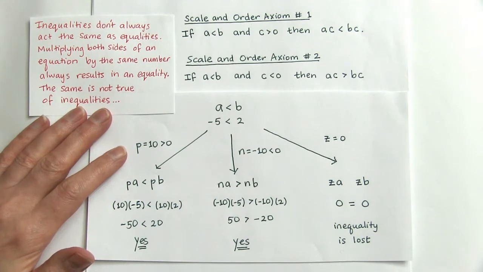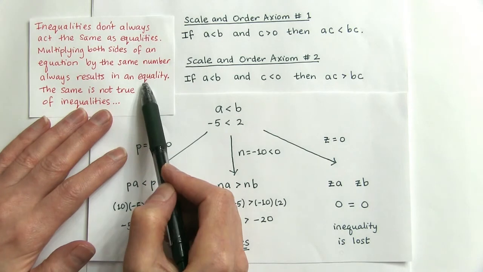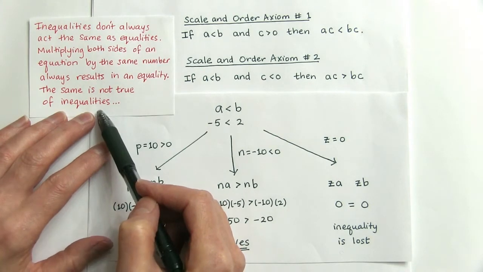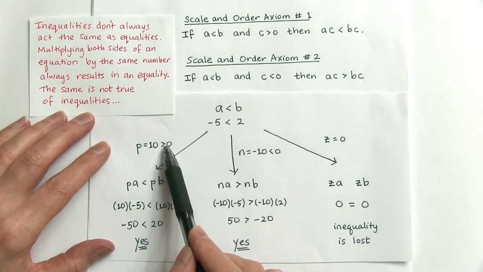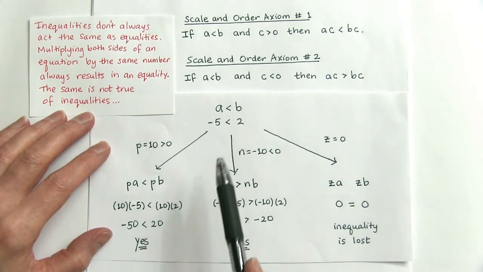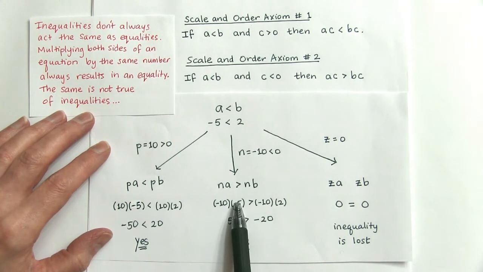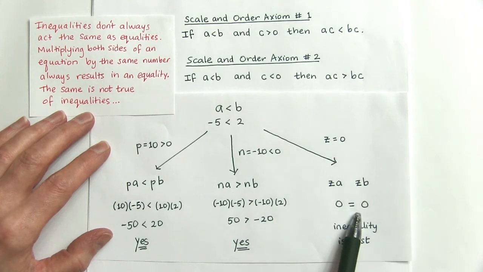So we have to be careful when dealing with inequalities. You can't always treat them the same as equations. While multiplying both sides of an equation by the same number always results in equality, the same is not true of inequalities. Multiplying both sides of an inequality by a positive number preserves the inequality, but when multiplying both sides of an inequality by a negative number, the inequality becomes reversed, and when multiplying both sides of an inequality by 0, the inequality becomes equality.